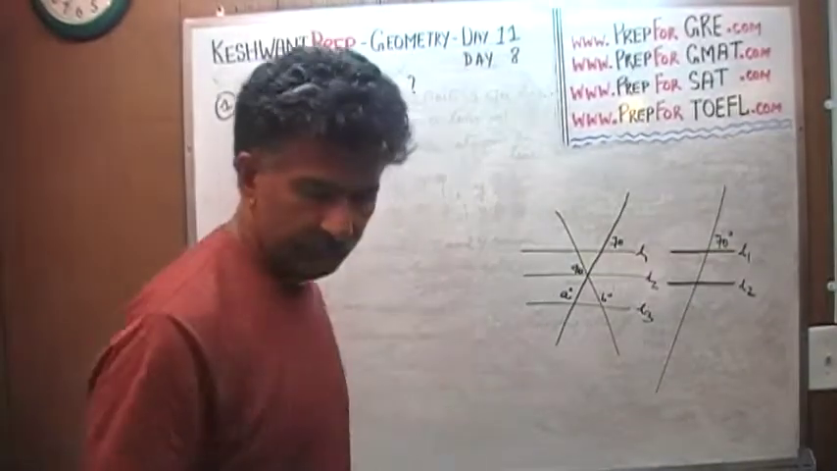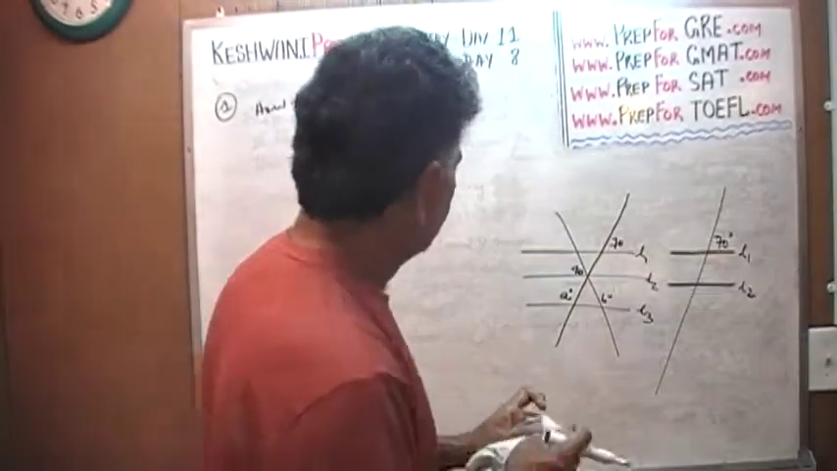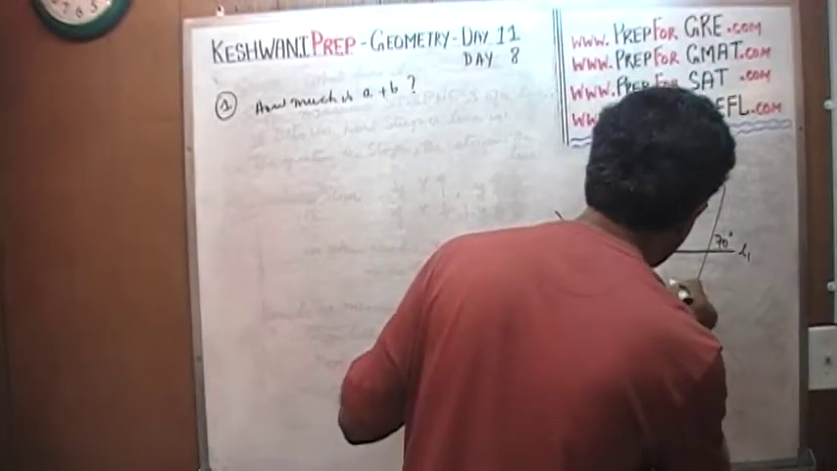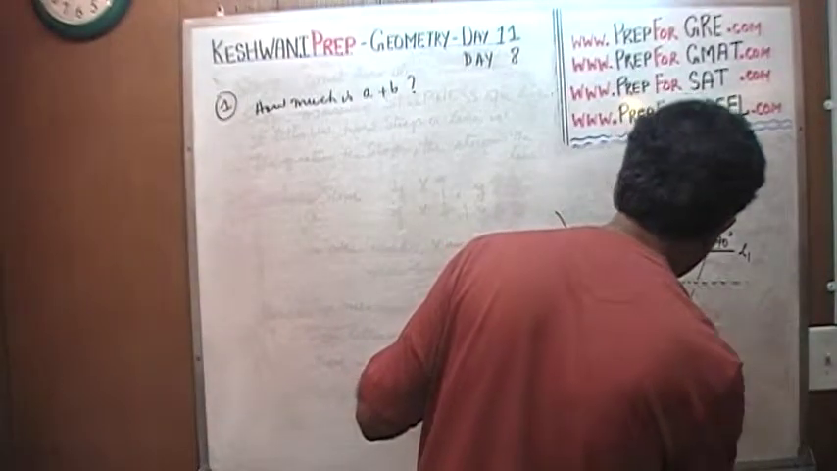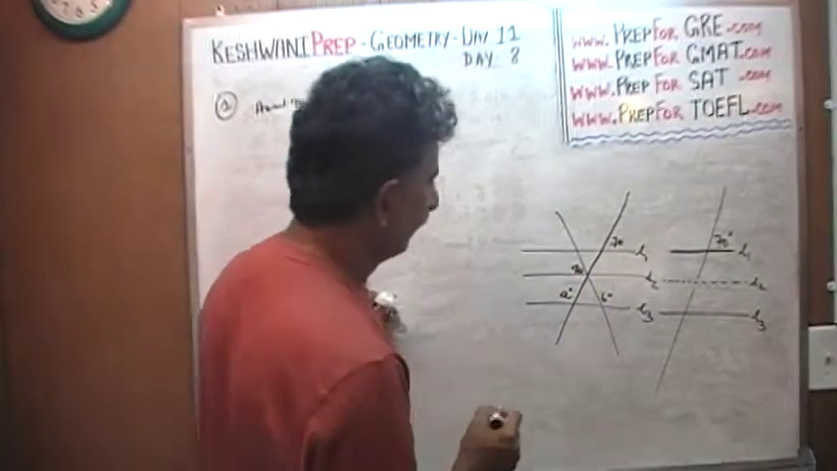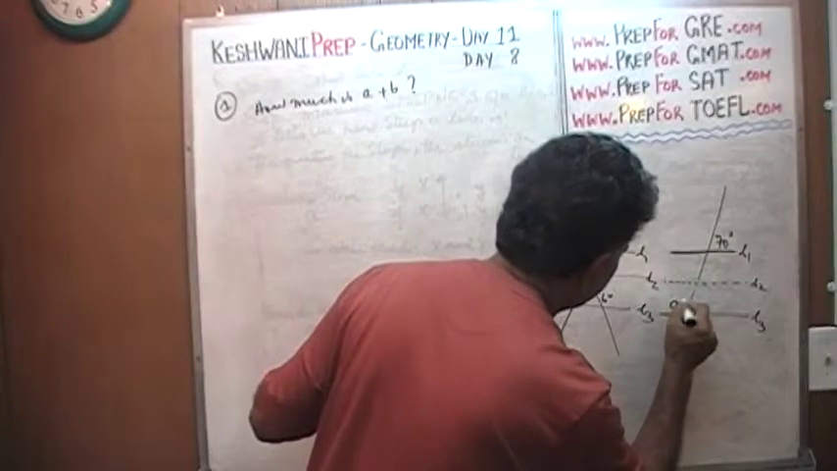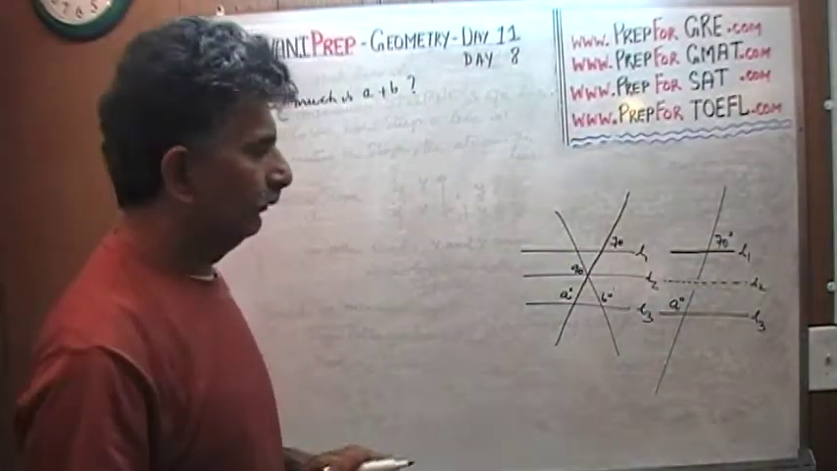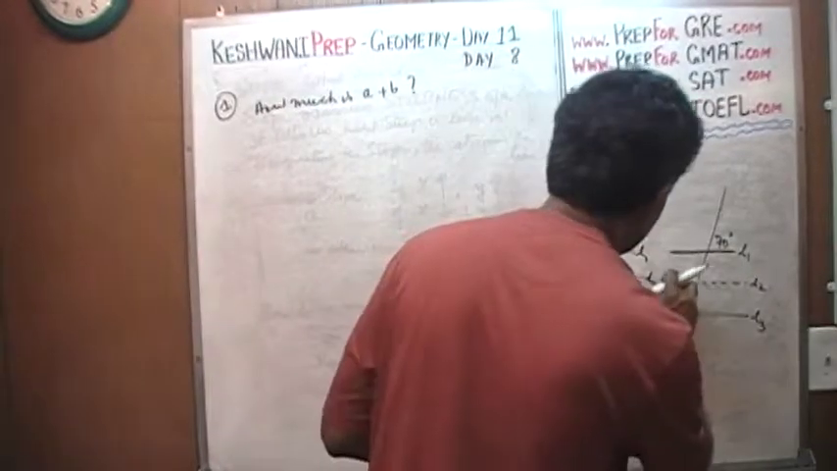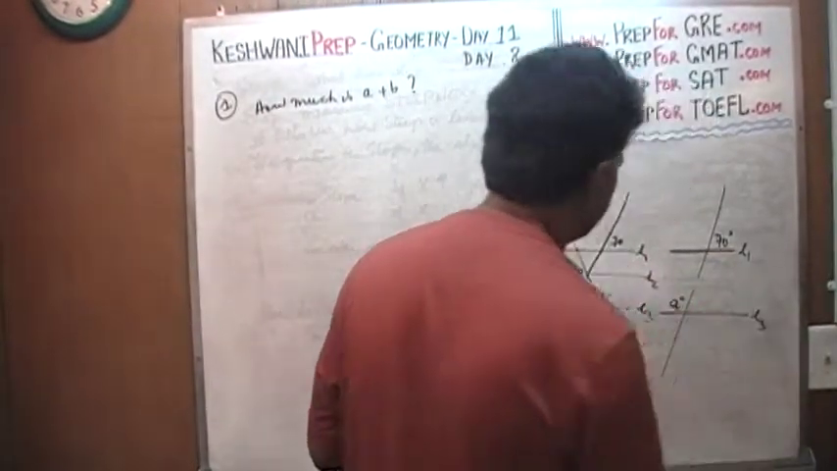Oh, actually, it's not the L1 and L2 we need. We need L1 and L3. Don't look at L2. And this is A. We are told that this is A. So we have a scenario like this. I'm just going to redraw it all together. Don't look at L2 at all.